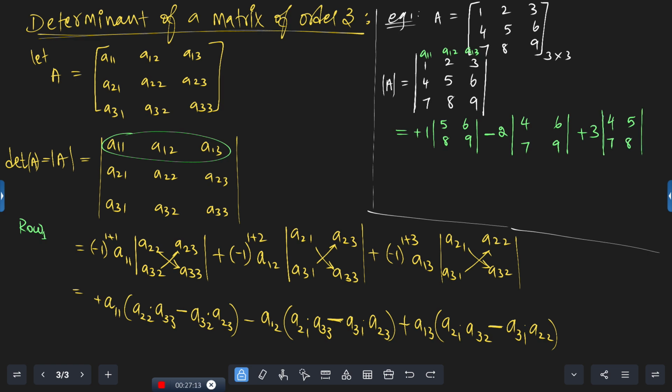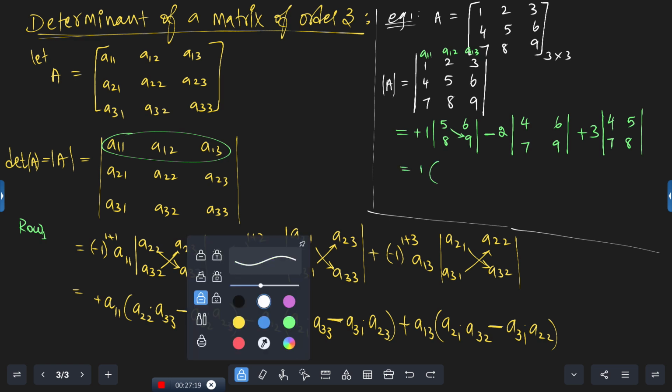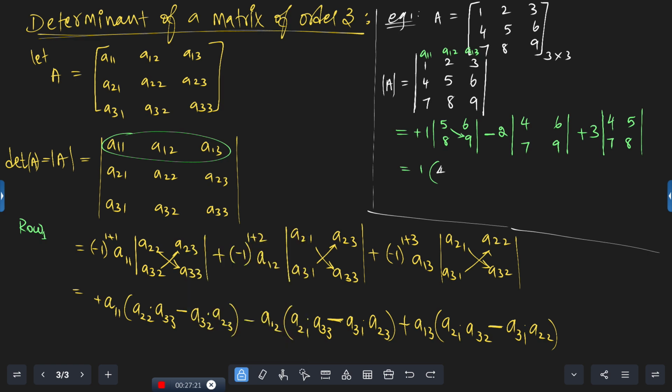Now you just cross multiply. 1 into, if you multiply like this, what will you get? 9 fives are 45. The arrow mark goes above, so it will be negative. And 8 sixes are 48. Minus 2 into, the arrow mark goes down, so plus, 9 fours are 36, minus 7 sixes are 42. Why am I giving minus? Because the arrow goes above, so minus.